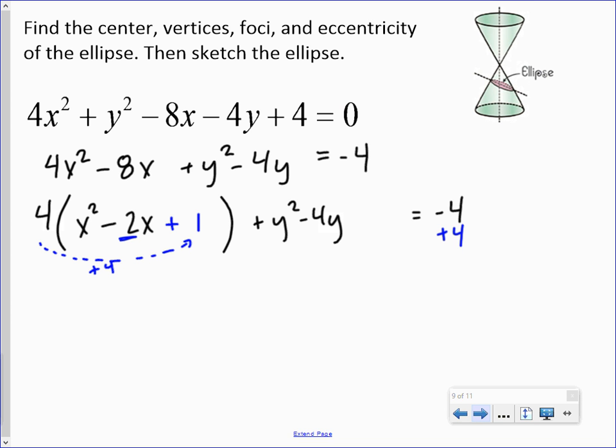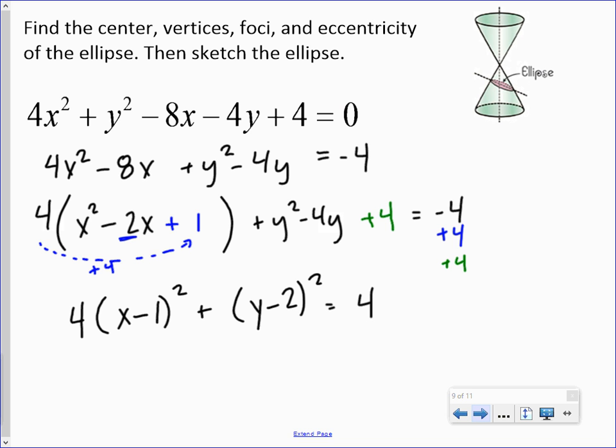Now, what completes the square over here? Half of negative 4 squared? 4. Okay, so I'm going to put a plus 4 right here. And then if I added 4 right there, add 4 on the other side. So now I'm going to keep my 4. This can be rewritten as x minus 1 squared plus y minus 2 squared. I'm factoring my perfect square trinomials. And then negative 4 plus 4 plus 4 is 4.